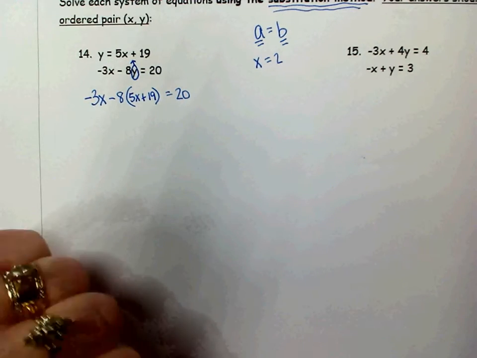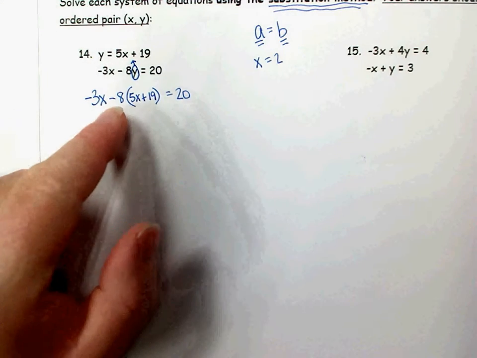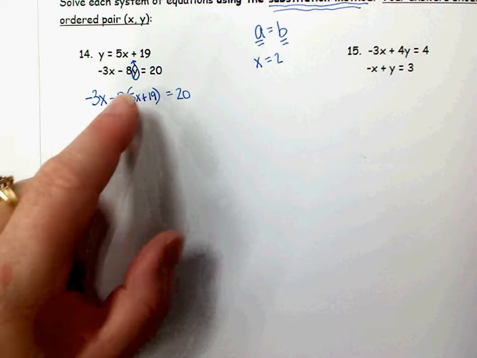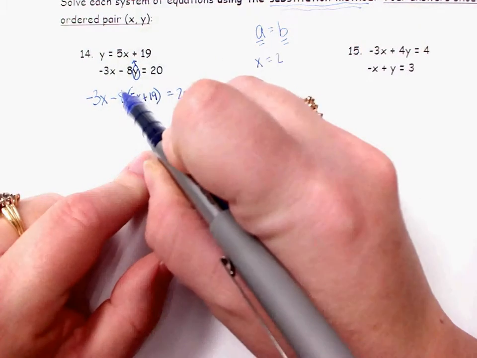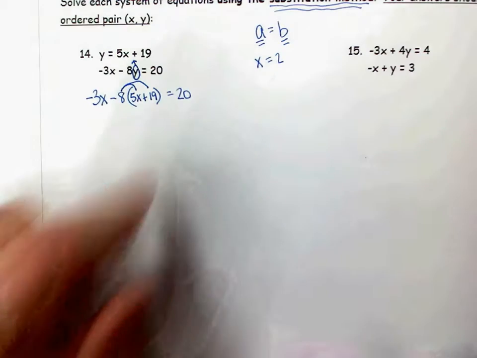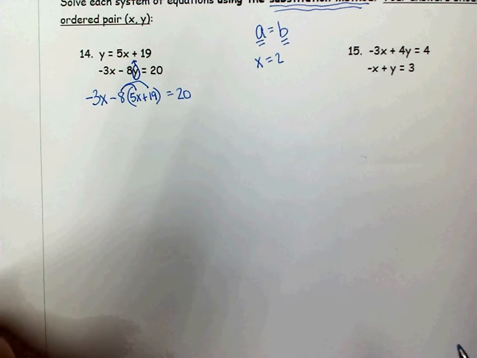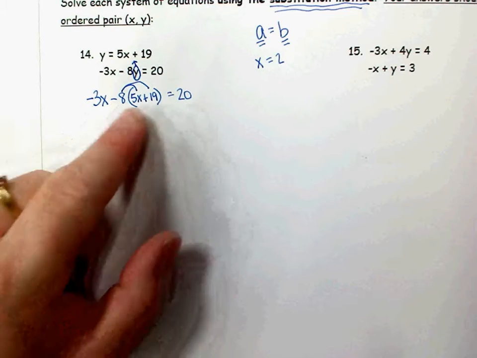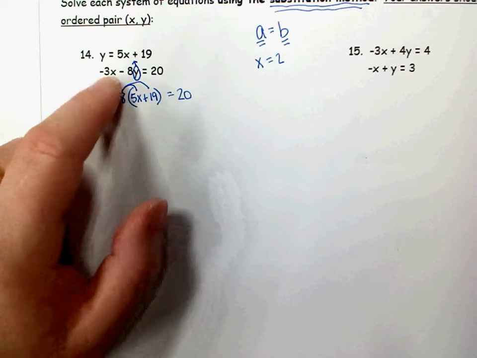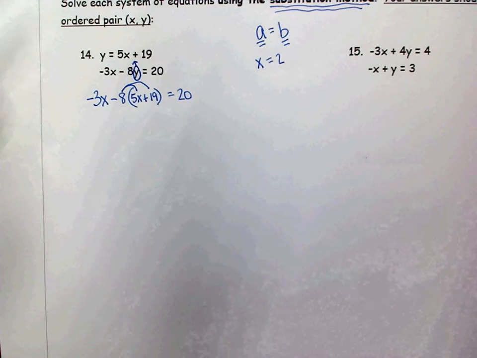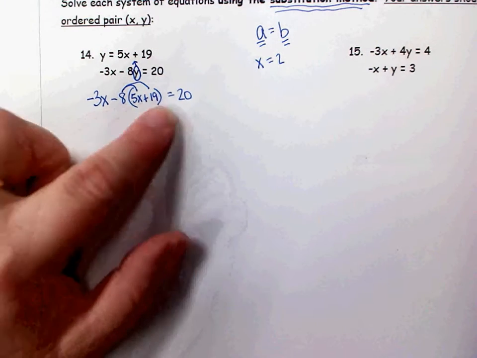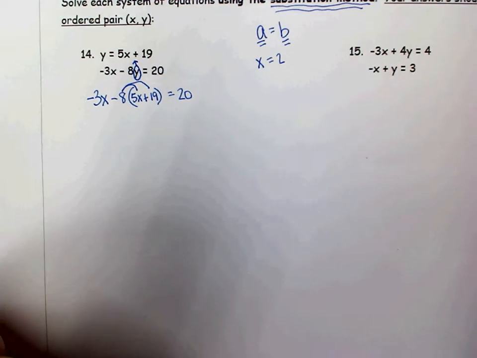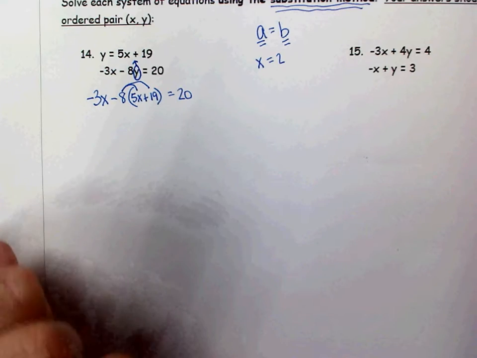The reason why the parentheses is important is because this negative 8 is being multiplied by that entire binomial, meaning I'm going to have to remember to distribute that negative 8. So now I have an equation that only has an x in it. Before it had an x and a y, so I couldn't find out what either one of those were because I had two variables. But now that I have an equation that only has an x, I can solve and find what x equals. So be careful with your sign here.